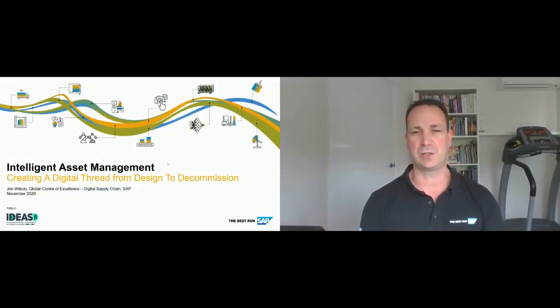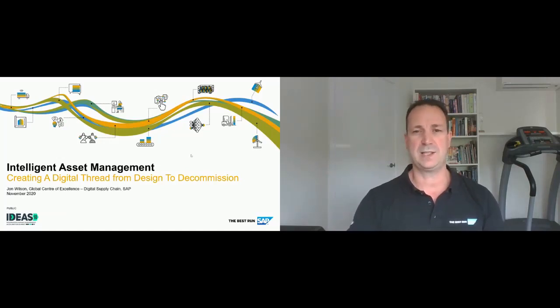I'm part of the Global Centre of Excellence, focusing on the digital supply chain portfolio at SAP. Digital supply chain covers a whole range of different areas, from project management to manufacturing to asset management, supply chain planning and logistics. But today, I really want to talk a bit about advancing what we're doing in intelligent asset by creating what we call a digital thread that goes all the way from the initial design of an asset all the way through its life cycle through to when we might decommission it.